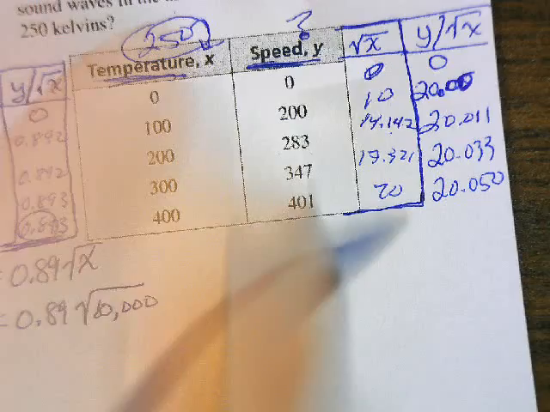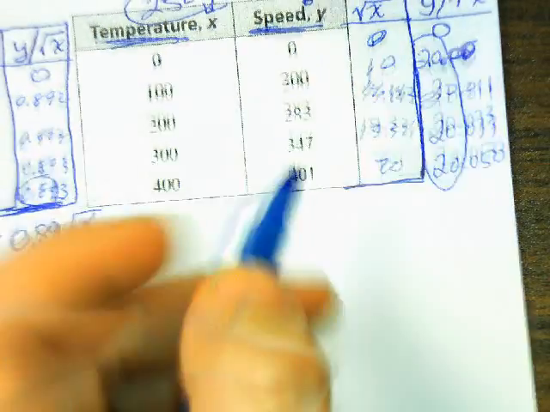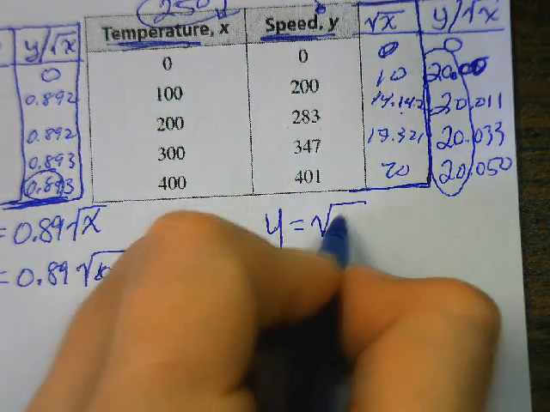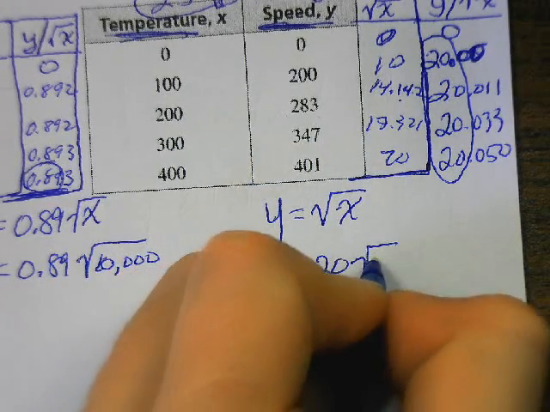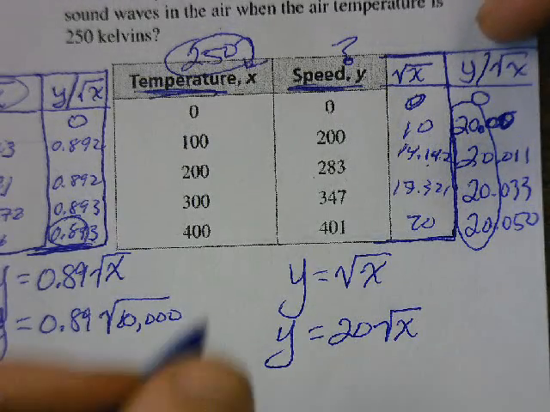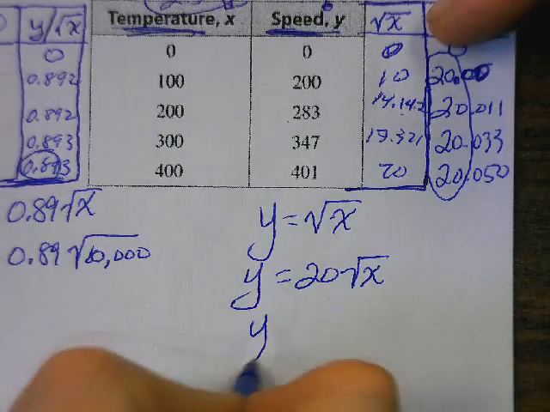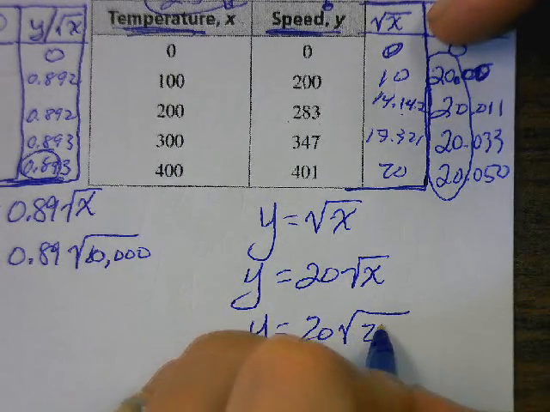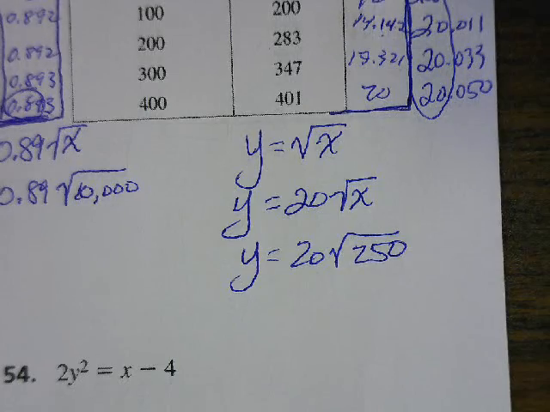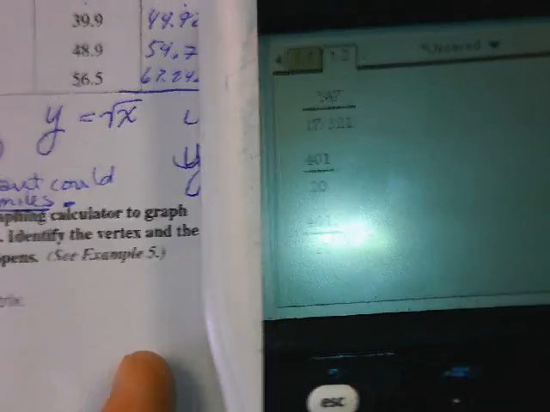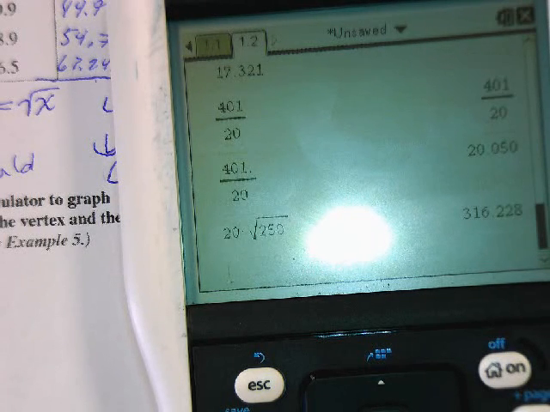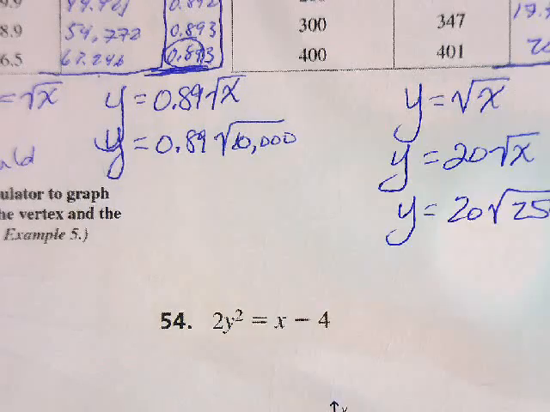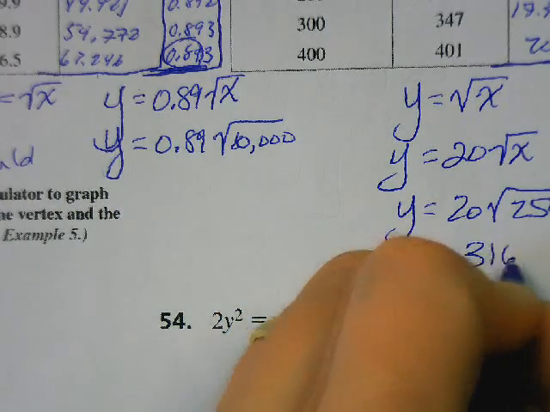So this should be y equals square root of x. And what we're seeing from our data table is that it's closer to y equals 20 square roots of x. They ask us to substitute in 250 for x, so y equals 20, and we're going to multiply that against the square root of 250. So 20 times the square root of 250 is going to be 316.288. Y equals 316.288. And then we'll write our sentence. So the coordinate point, 250, 316.288.